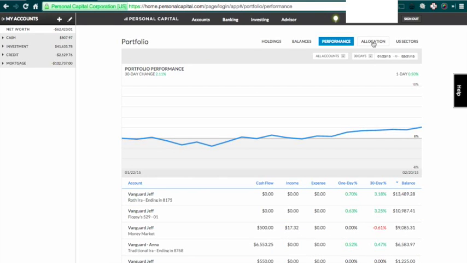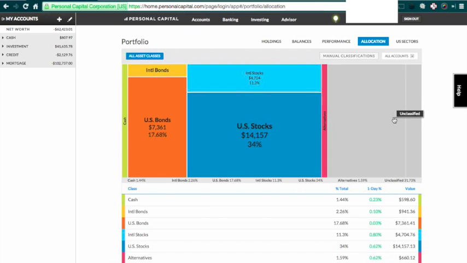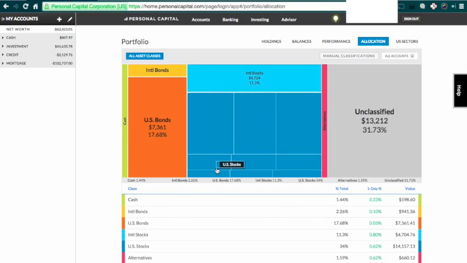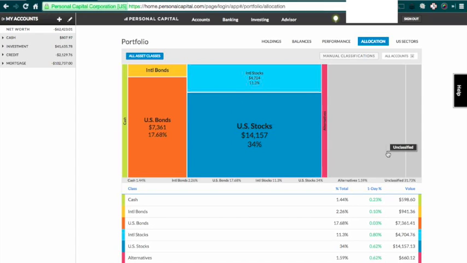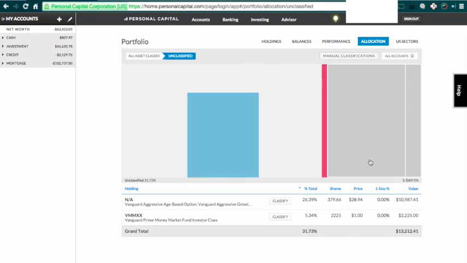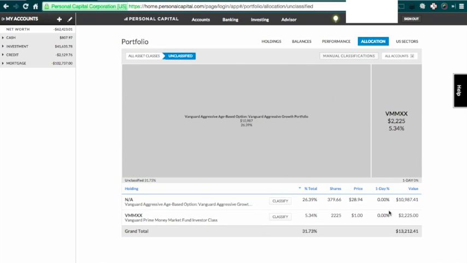Over here, if you pick the asset allocation, it will give you your current asset allocation. Shows you how much you've got in cash, bonds, U.S. stocks, international stocks, alternatives, and then if you have something unclassified, it'll say that. This right here, unclassified, is our college savings for our daughter, and if you pick this, it'll tell you, and you can use this classify button to classify it if you so choose. I haven't done that yet.